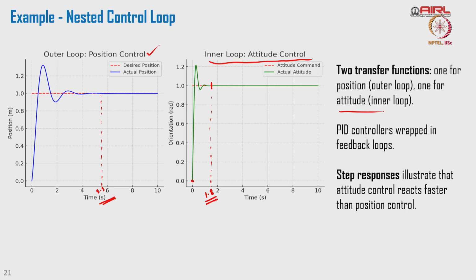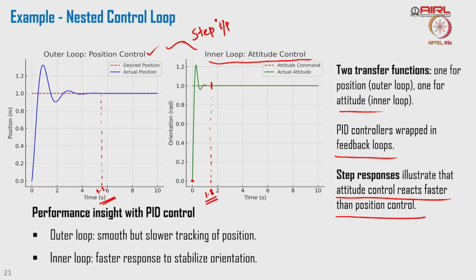PID controllers will be wrapped within the feedback loops. Step responses illustrate that attitude control reacts faster than the position control. What we show here, these two figures, are with step input. What we see here is the outer loop giving smooth but slower tracking of position, and the inner loop being faster to stabilize the orientation.